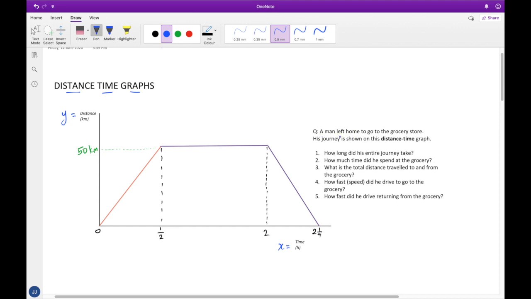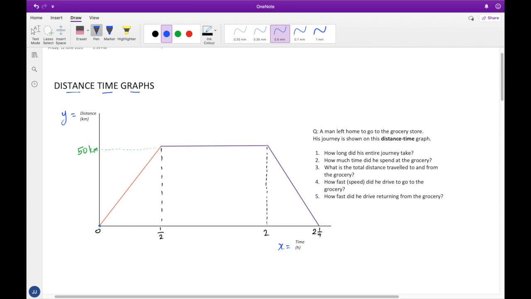A man left home to go to the grocery store. His journey is shown on this distance time graph. So we can take this point here, the origin, to be when he left home. At this point, no time has passed and no distance, so he didn't go anywhere yet.